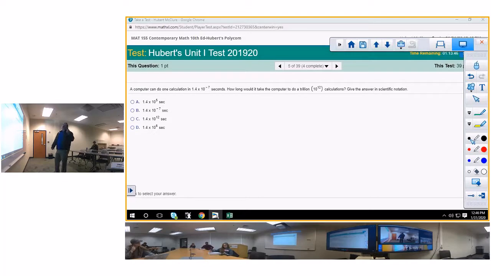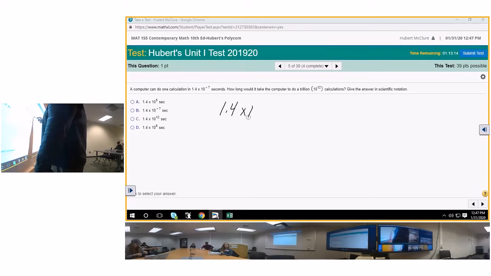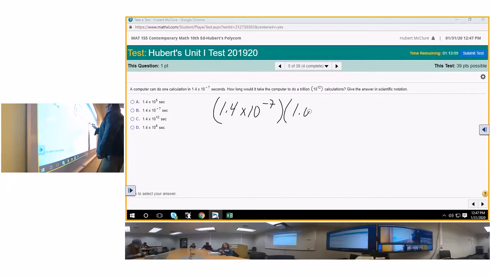Okay, you can bake a cake in 30 minutes. How long would it take you to bake 20 cakes? There we go. I read the question wrong. How long would it take you to bake 20 cakes if it takes you 30 minutes to bake one cake? You would multiply. I was thinking something different. So I apologize. 1.4 times 10 to the negative 7 multiplied by 1.0 times 10 to the 12th.